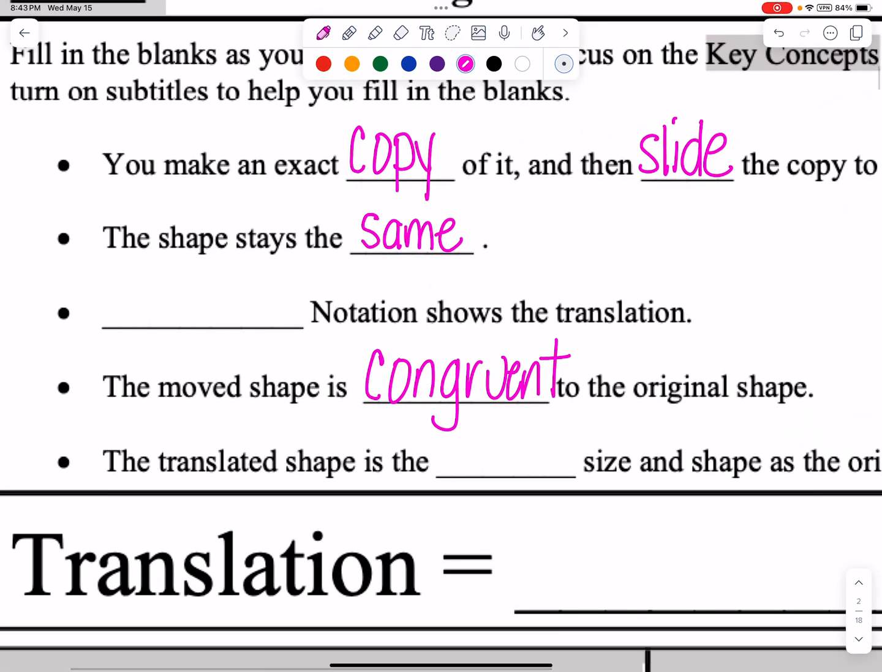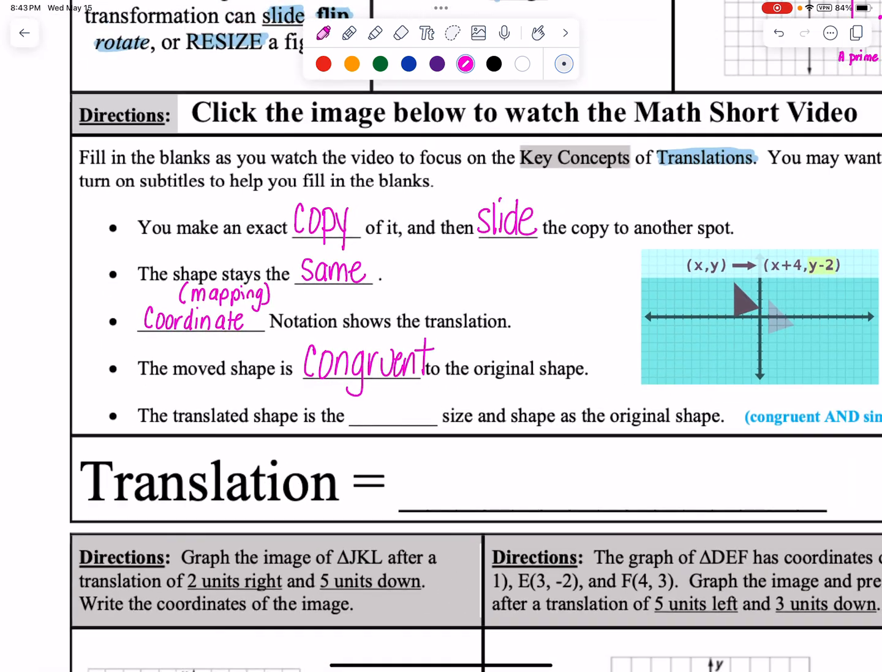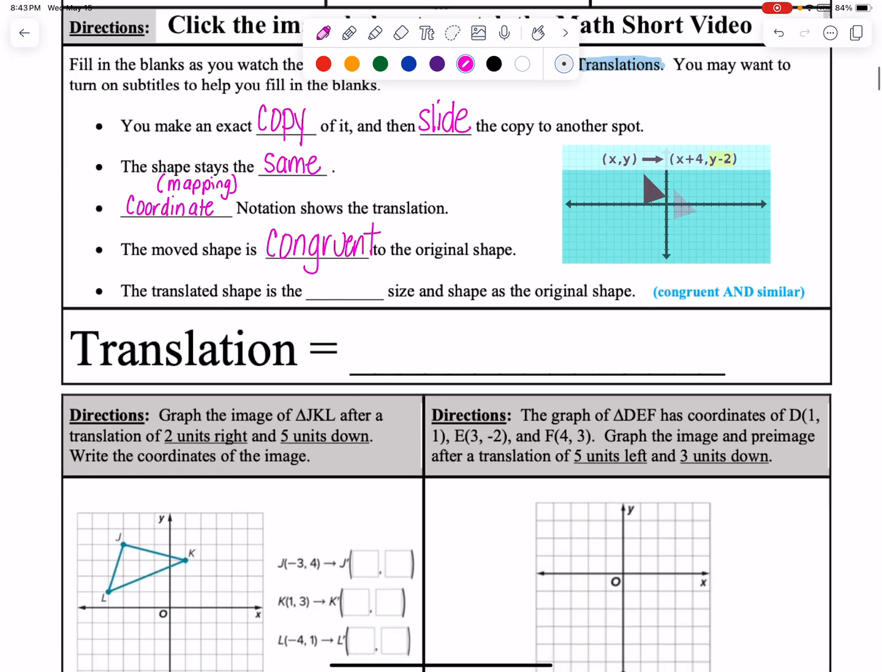So we're going to go ahead and write coordinate notation, and we could put in parentheses here mapping, which is what they used. And so the final sentence here: the translated shape is the blank size and shape as the original shape.